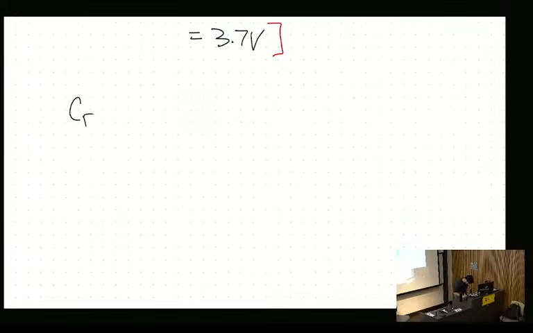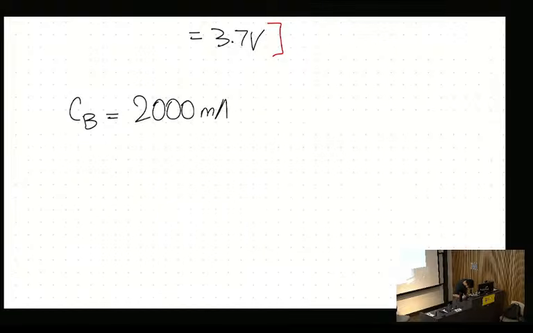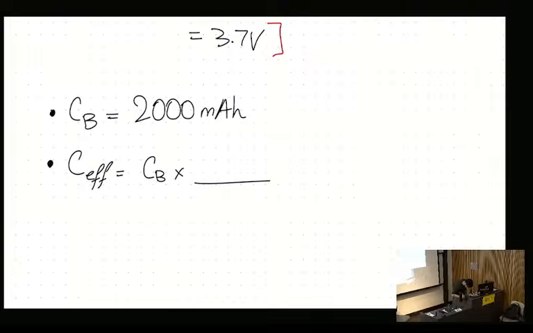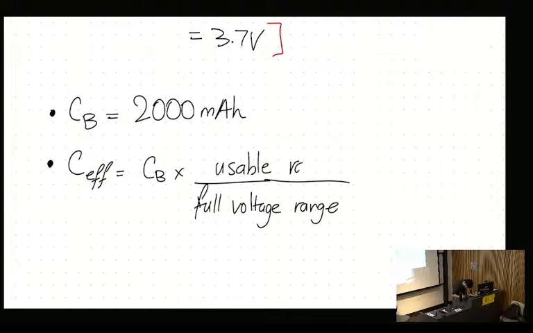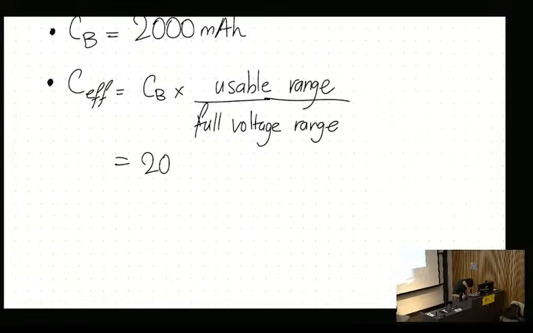We're given that CB equals 2,000 milliamp hours. That's the first thing we're given. And the way to find what our charging capacity is now, this new charging value, we just extrapolate. We say C effective is just C multiplied by the full voltage range over the usable range. And so that's 2000 multiplied by the usable range. So what was the usable range?